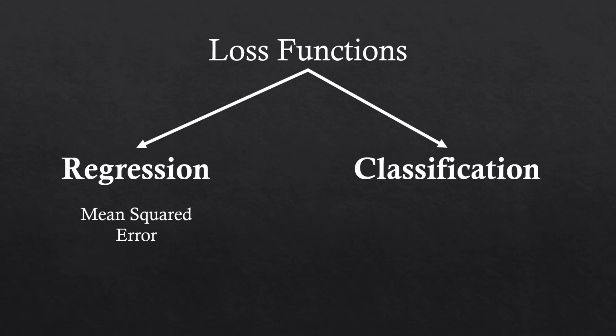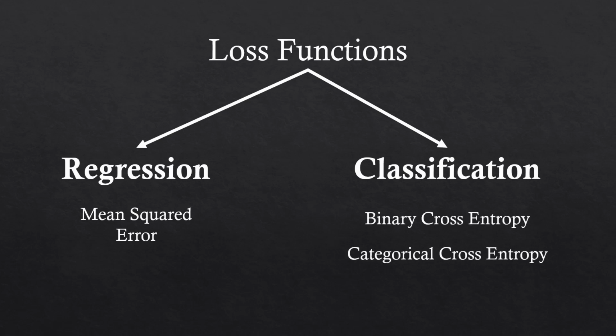The other task, classification, involves classifying an object with certain input parameters into two or more classes. For these tasks, the two most common loss functions are the binary cross-entropy loss and the categorical cross-entropy loss.